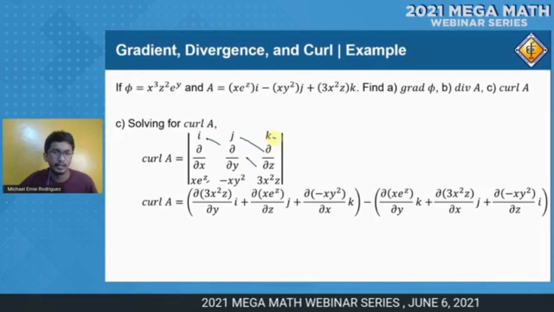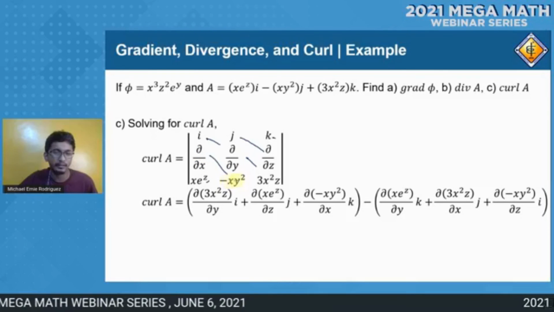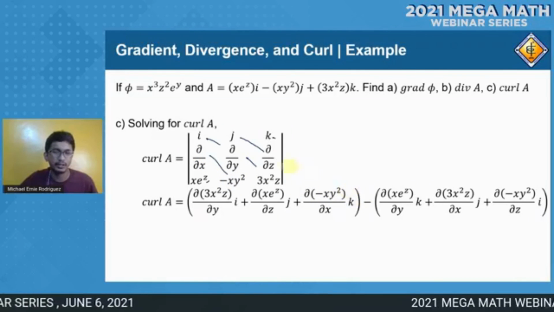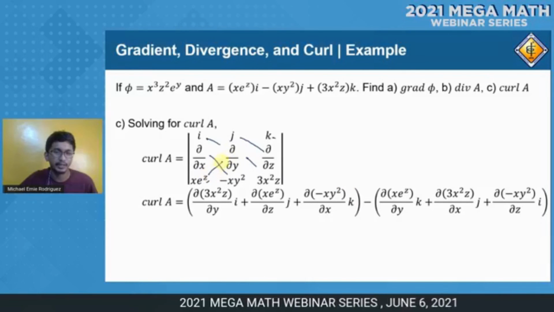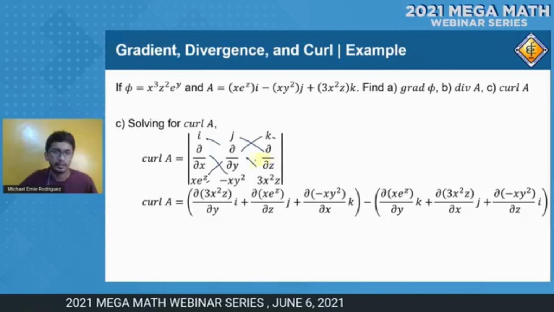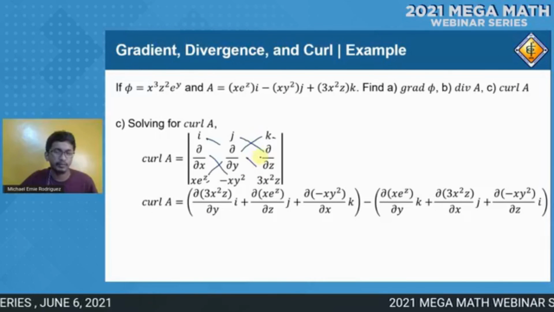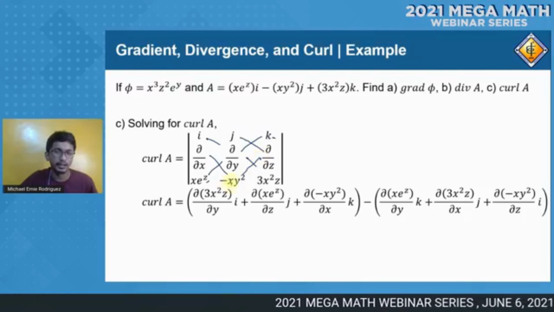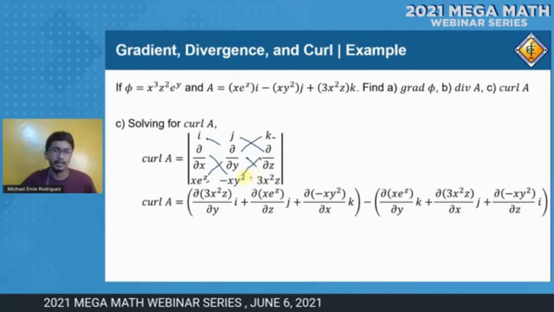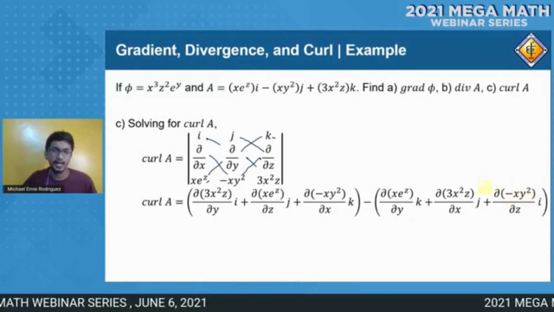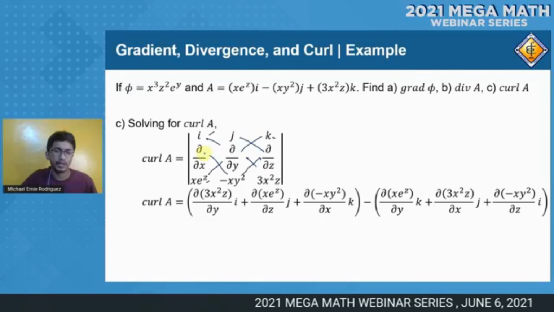this one, k, and the partial derivative with respect to x of negative xy squared. Okay. Minus ito, partial derivative with respect to y of x e raised to z times k. And then same again for this, plus partial derivative with respect to z of this negative xy squared times i. Ito.